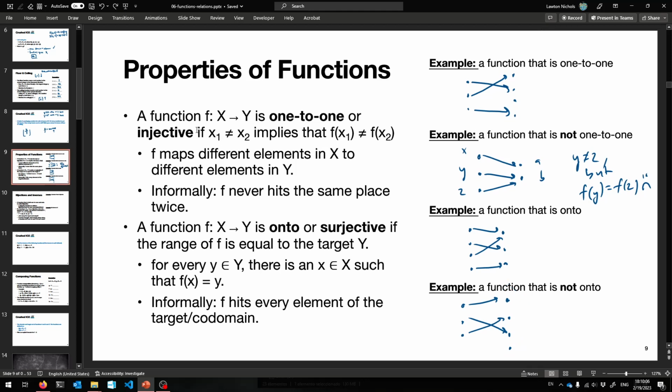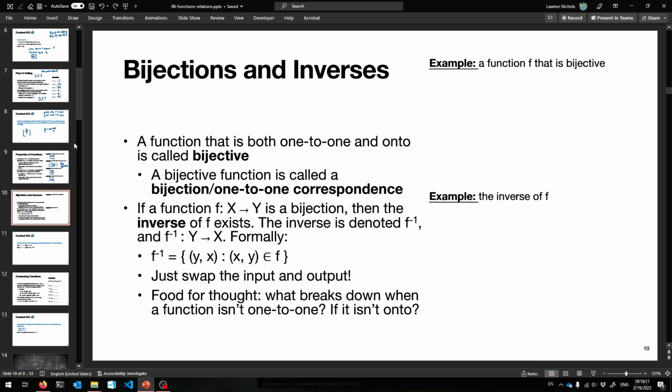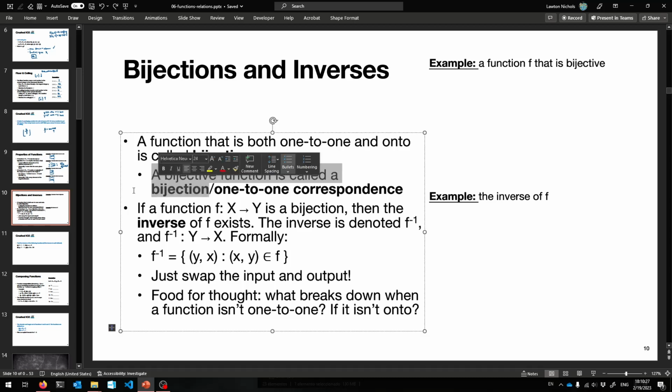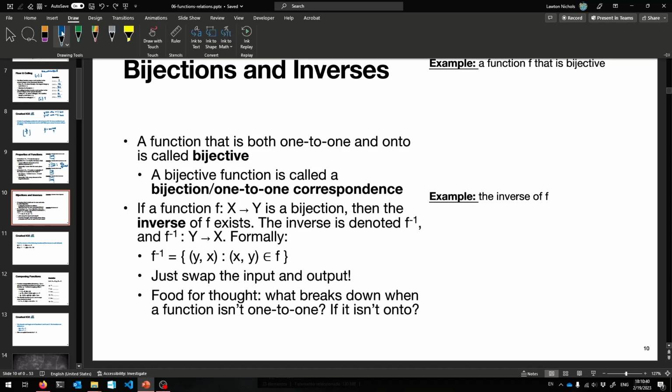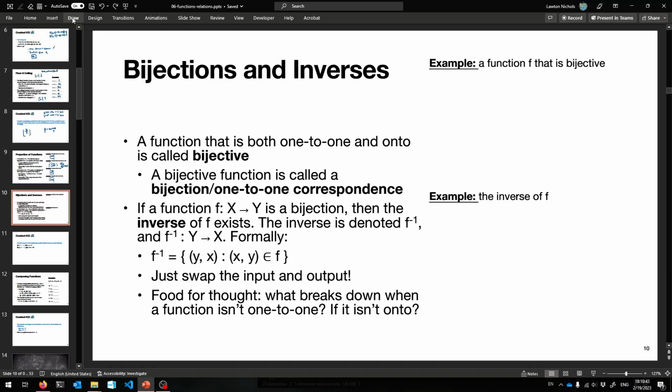So one-to-one or injective, and onto or surjective. Okay? Let's talk about more Latin roots. A function that is both one-to-one and onto, like bi, right? It's both ways. So a function that is both one-to-one and onto is called bijective, and a bijective function is called a bijection. Makes enough sense. Or a one-to-one correspondence. And that is a cool idea. It's a very powerful thing to have a bijective function that is both one-to-one and onto. I can't keep those words straight in my mind apparently.